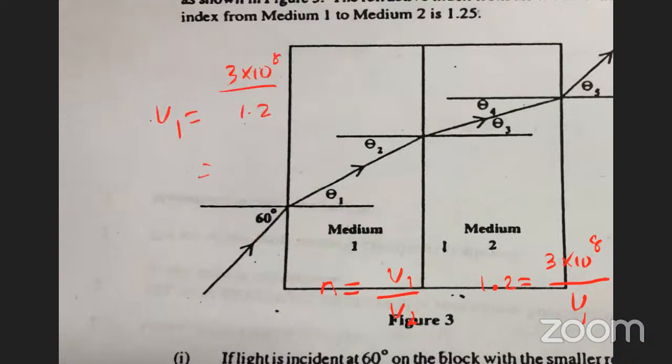Before you work it out, should it be faster or slower in medium 1? It should be slower, right? So your answer should be slower here. Copy it down. Tell me what you got, please.